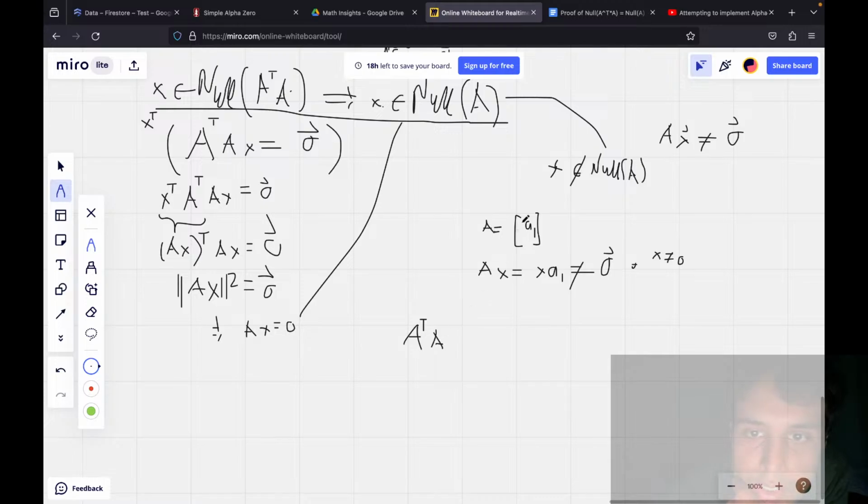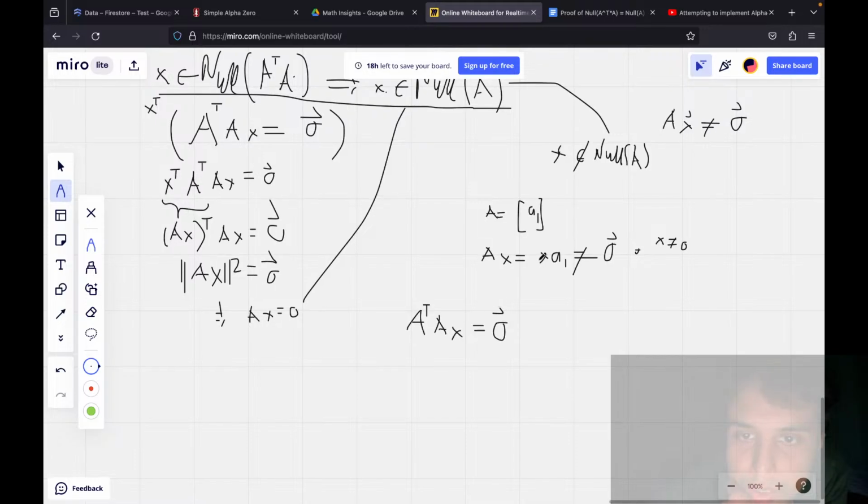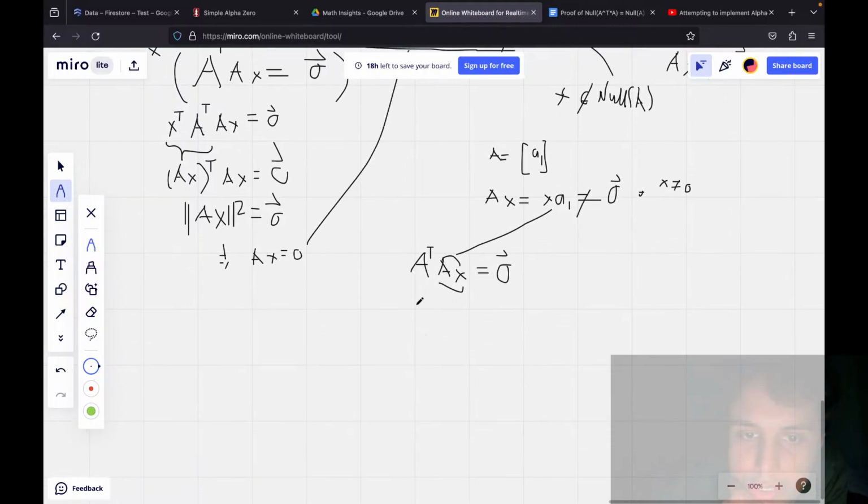x, again, A is just this thing right here, right? Equals 0. And we're trying to get a contradiction here. So Ax is simply x a1. Actually, let's just write it out.